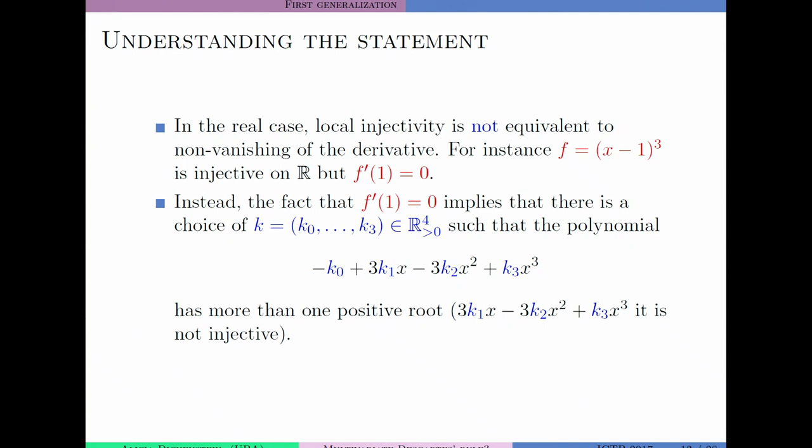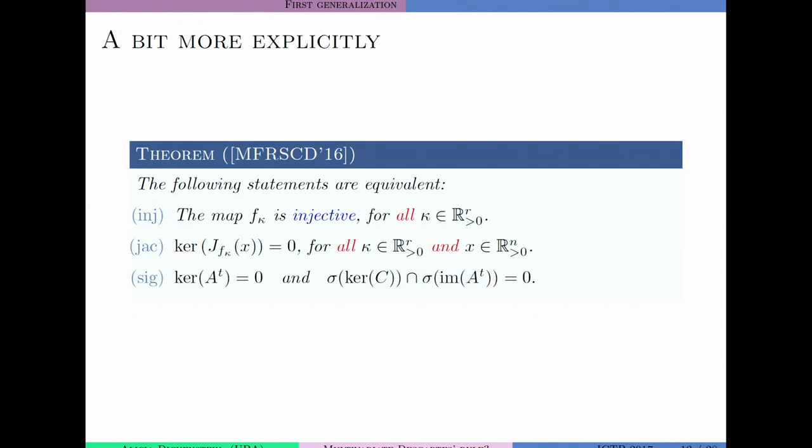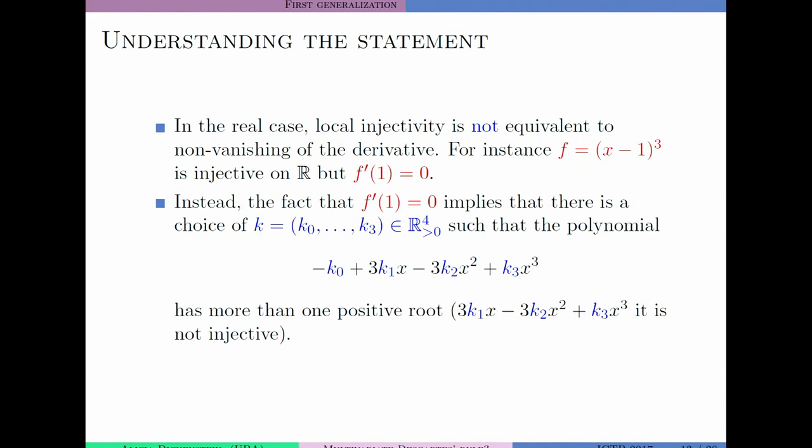But what the theorem says is the following. This is where the k play a role. They say, okay, this might not be injective, but the fact that the derivative vanishes at 1 implies, so let me go back, sorry, if this is zero for some x, this cannot happen for all k. Okay, this means that there is a choice of positive numbers so that if I multiply the coefficients of my polynomial by these positive numbers, this will have more than one positive root. This is the statement, not that there is no bijection, okay?